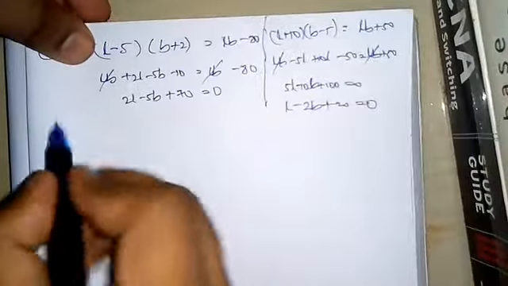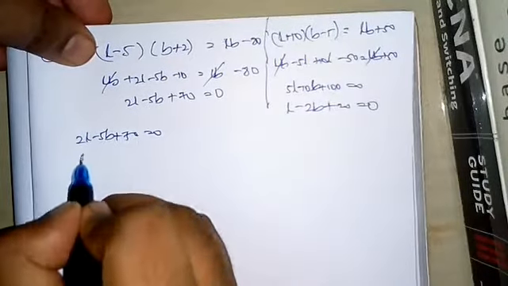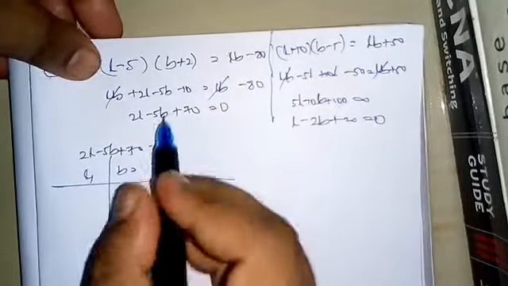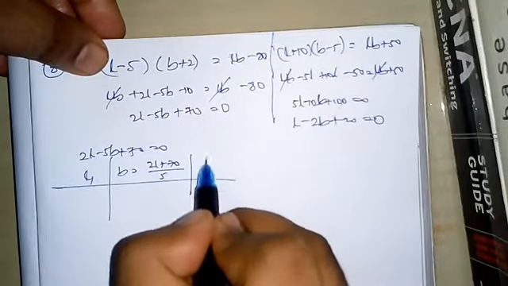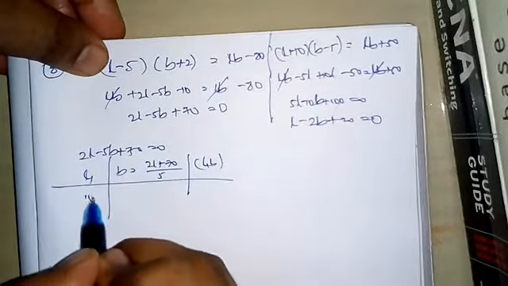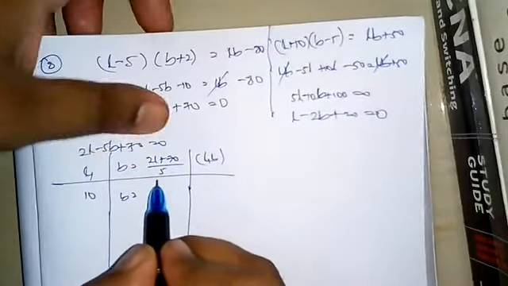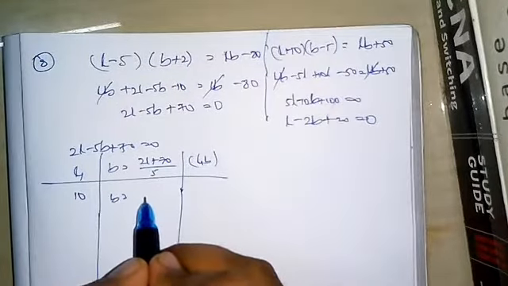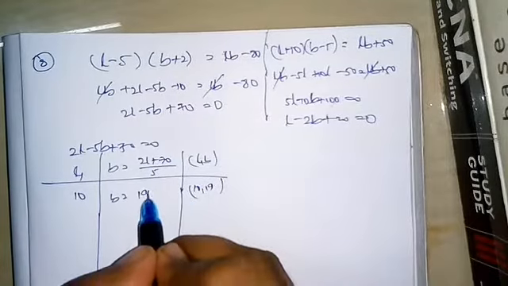Now let's solve this equation. 2L minus 5B plus 70 is equal to 0. B will be equal to (2L plus 70) by 5. L comma B. For L equals 10, B will be 20 plus 70 is 90. 90 by 5 is 18. So 10 comma 18.